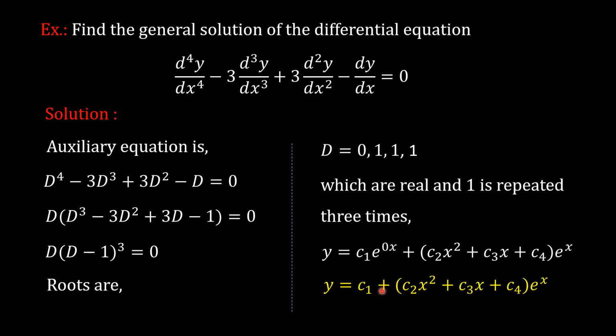E raised to 0x is 1. Therefore, the final general solution is y is equal to c1 plus (c2x square plus c3x plus c4) into e raised to x. So in this way, we can obtain the general solution to the homogeneous differential equation from the roots of the auxiliary equation. Okay, now we will go to the next example.